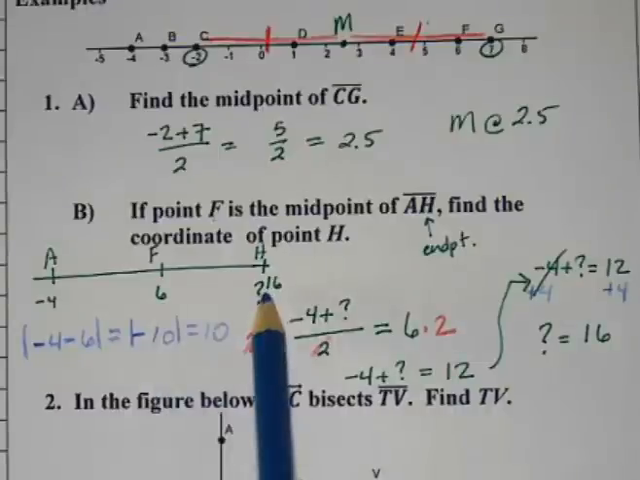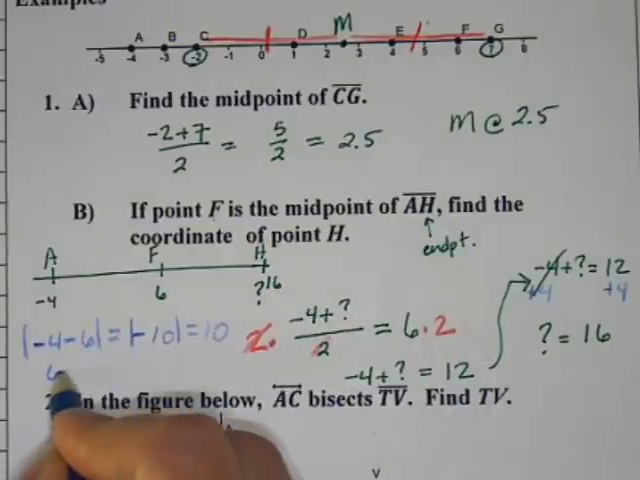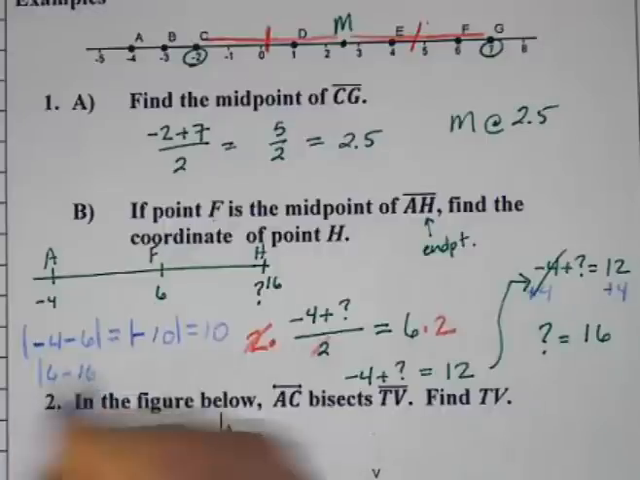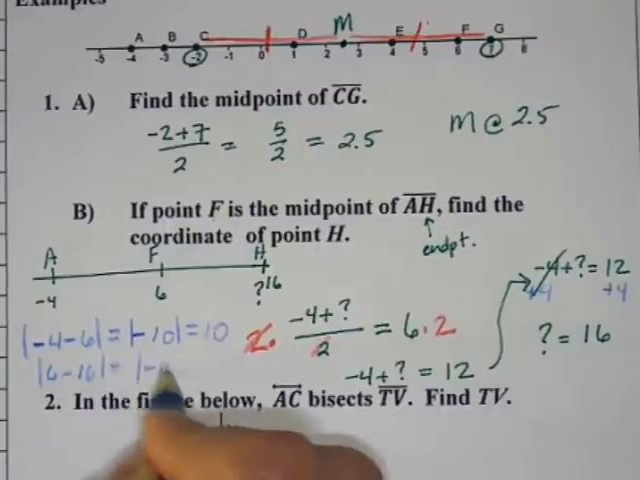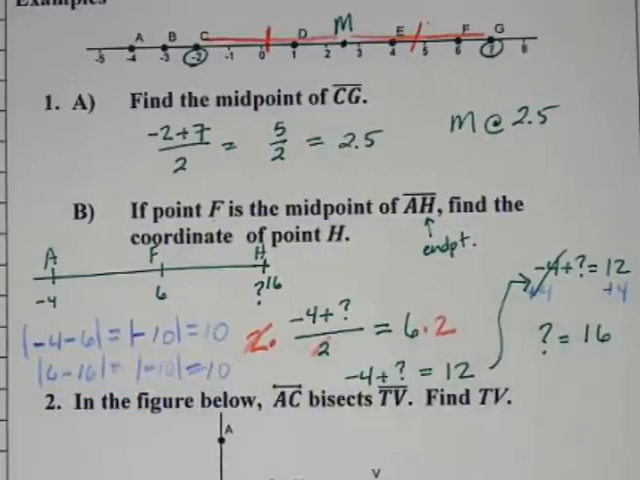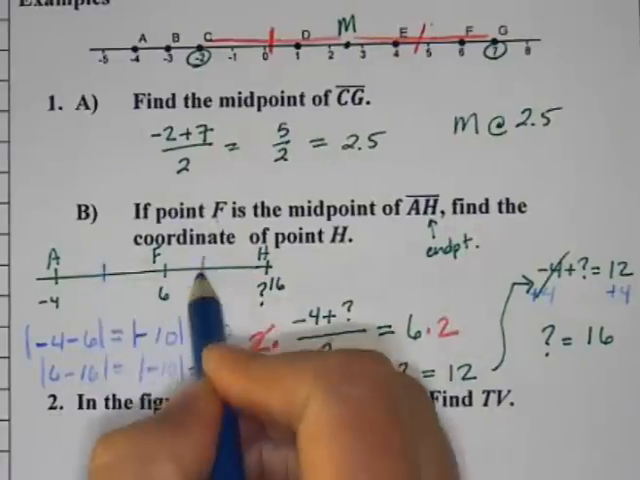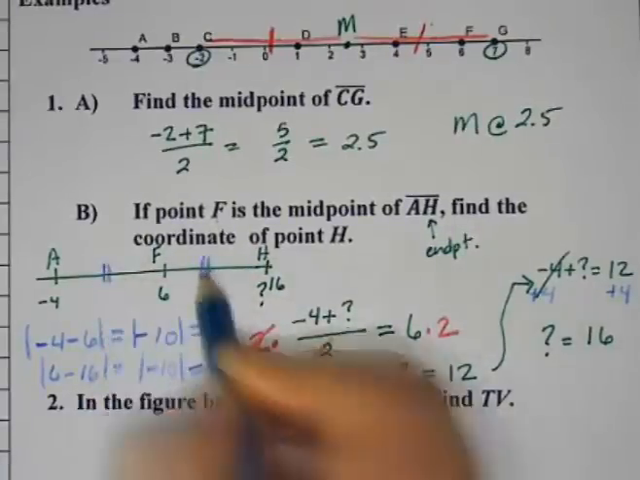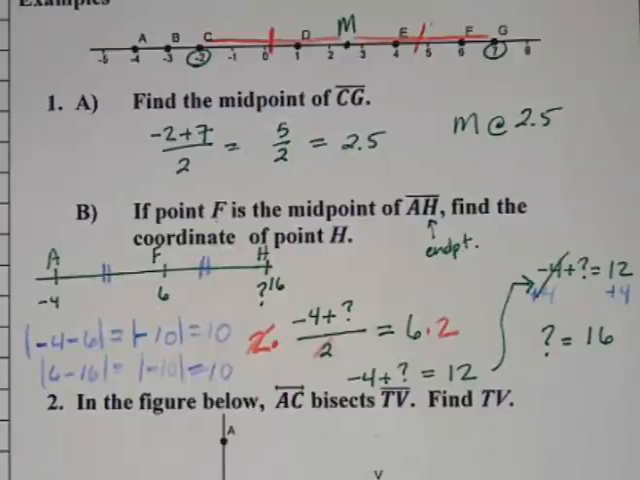And how far is 6 from 16? Same story. If I take 6 minus 16, I also get -10 in absolute value. And so that's 10. So they are indeed equivalent or congruent, and F would be the midpoint. So that's how you do it if you're looking for one of the endpoints when you know the midpoint.